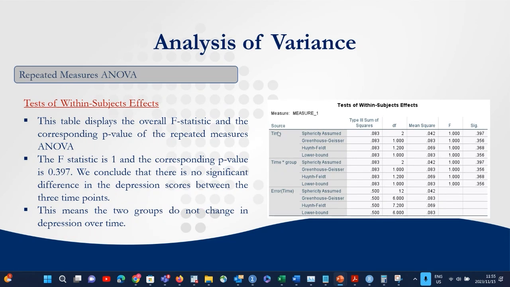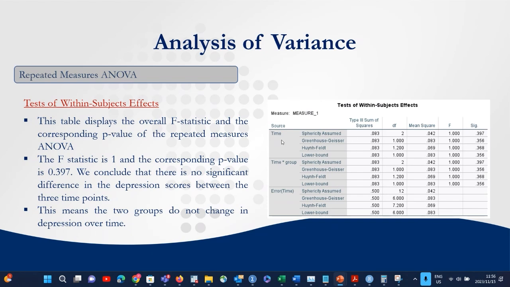If we look here, there is also an assumption about the variances. Here it's called sphericity. If that assumption holds, then you will read the first line. So in this case, I am assuming that it holds. And then this is what we get.